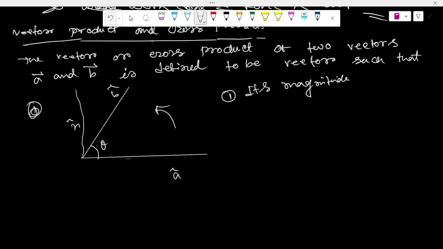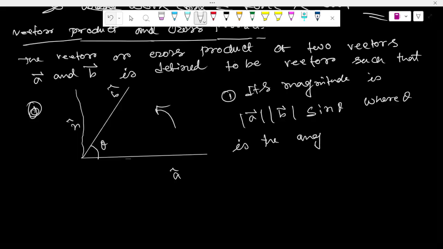What will be its magnitude? It is the magnitude of a vector and b vector, a vector b vector sin theta, where theta is the angle between A vector and B vector. Okay, theta is the angle between A and B. And it forms a right-handed system.